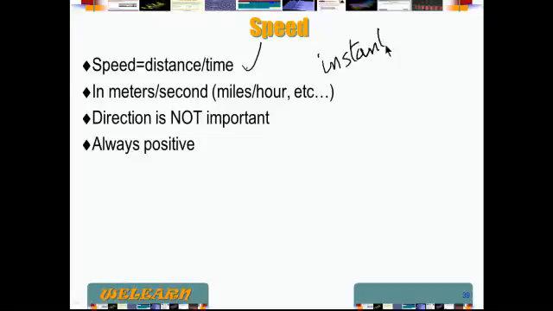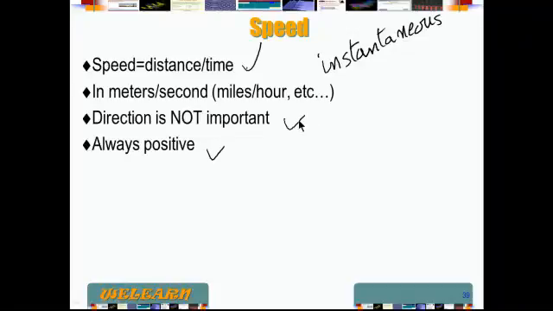Instantaneous. That's the speed at that instant. Sometimes we deal with instantaneous speed, sometimes we deal with average speeds. It is expressed in meters per second, that's the International System of Units, and then common day use here in the US, miles per hour, kilometers per hour if you travel to Europe, and then other units, sometimes feet per second, etc. Okay, direction is not important since it is a scalar and it is always positive.